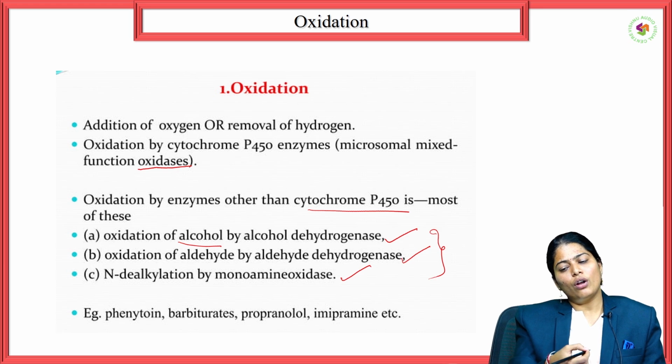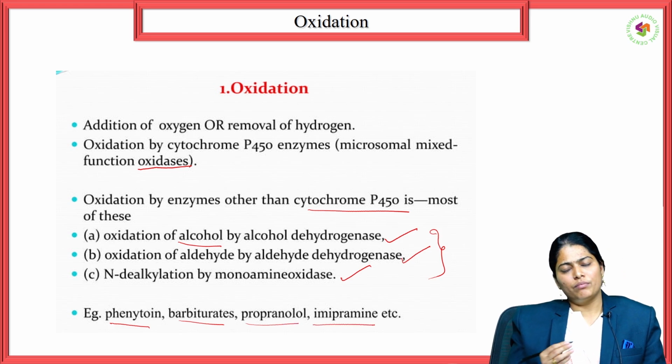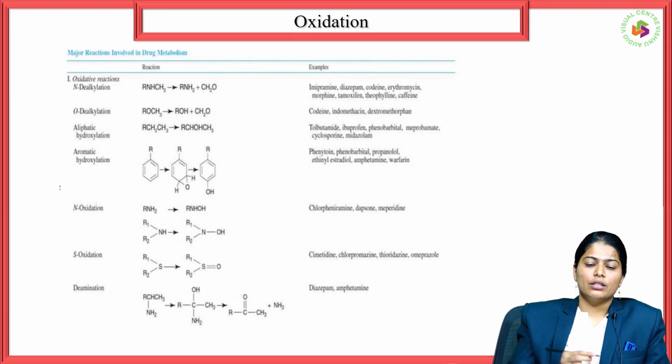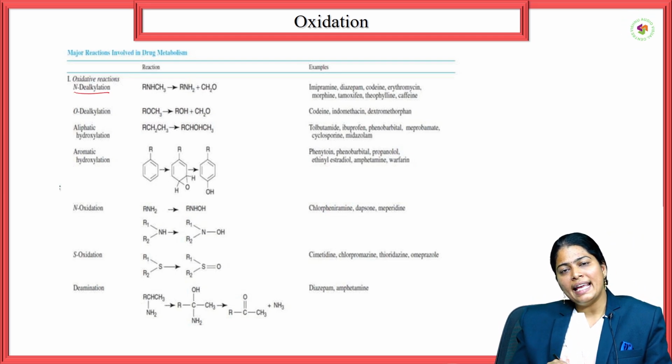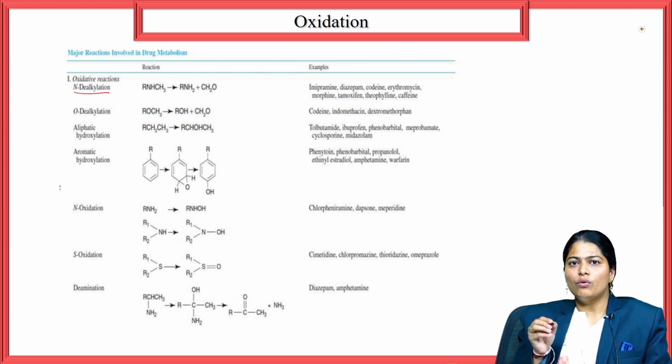So the drugs which are involved in the oxidation reaction are phenytoin, barbiturates, propranolol and imipramine. Many more drugs are there. So these are a few examples of the drugs involved in phase 1 oxidation reactions. So these are the different pathways in the oxidation in phase 1 reactions. First one is oxidative reactions. In all these reactions, the main motto is attachment of a water soluble functional group, whether it is a hydroxyl group or a COH group or an amine group. So whatever group is attached to the drug molecule should be soluble in water.